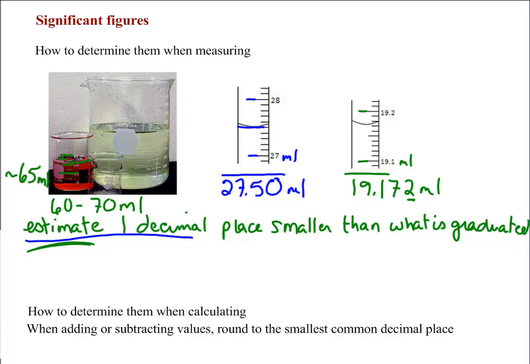And so your estimate might not be exactly the same as my estimate. That's what estimation's all about. So again, very important when you're measuring that you measure to as many significant digits as you can and record that value.